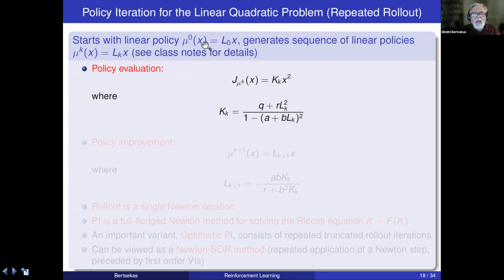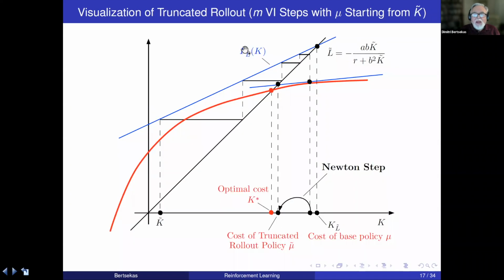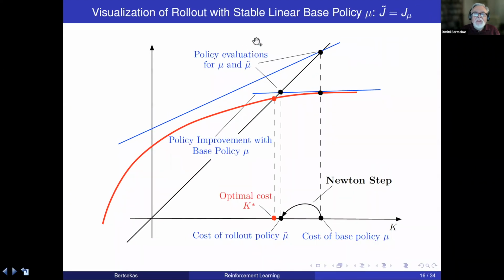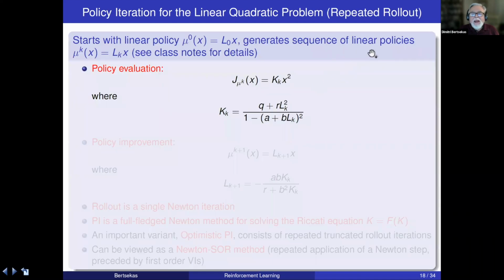So it starts with a linear policy mu0 with a linear cost coefficient, and generates a sequence of linear policies by rollout. One thing that I want to note here is that for rollout, if you start with a stable policy, you end up also with a stable policy. So by repeated rollout, you obtain a sequence of stable policies. And the calculations for doing the policy evaluation are given here. We have gone through these formulas before.